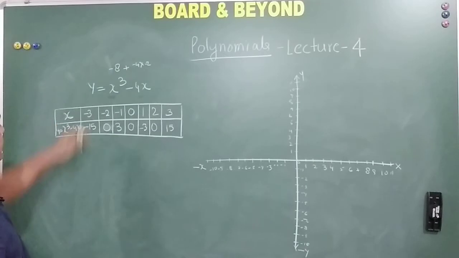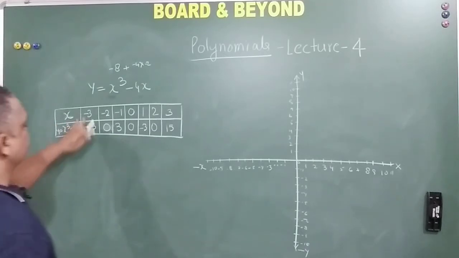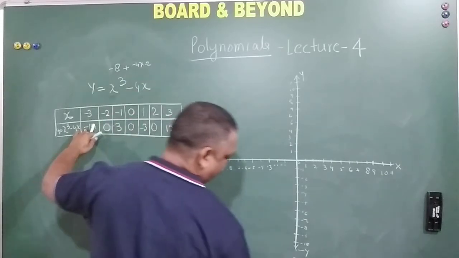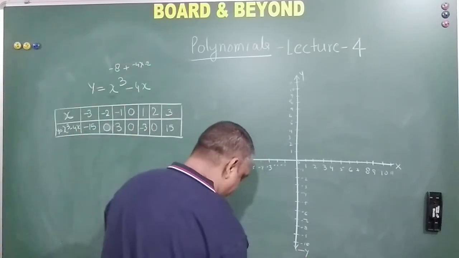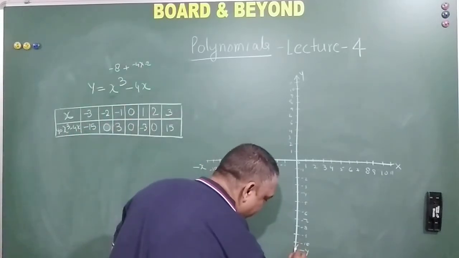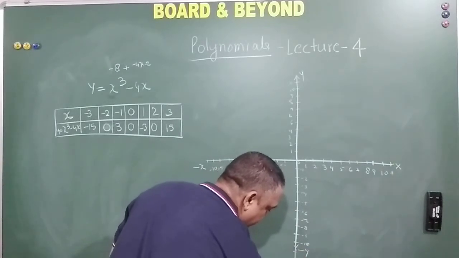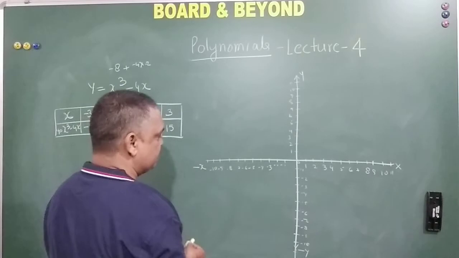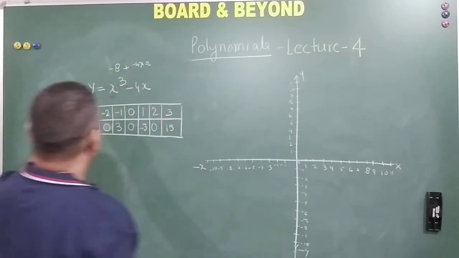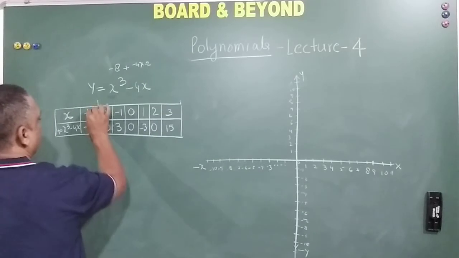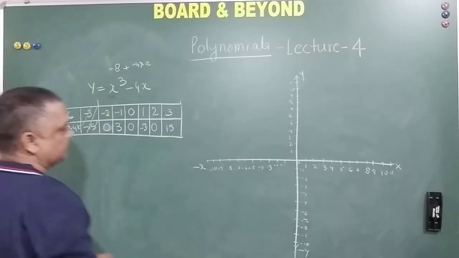For x is equal to minus 3, y is equal to minus 15. A little problematic here. Let me extend it. I think this will not be visible, so let's start plotting from here. I'll just strike off this.